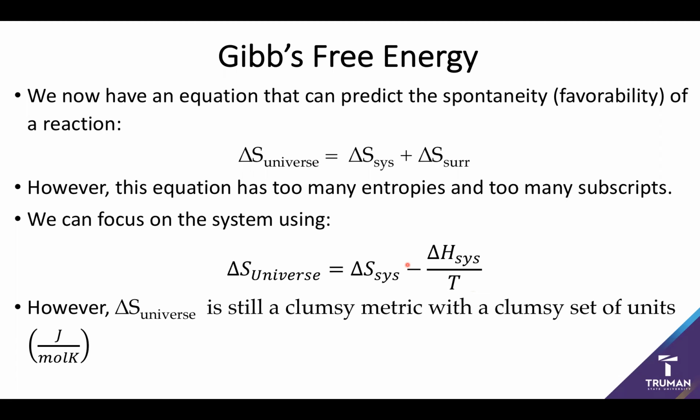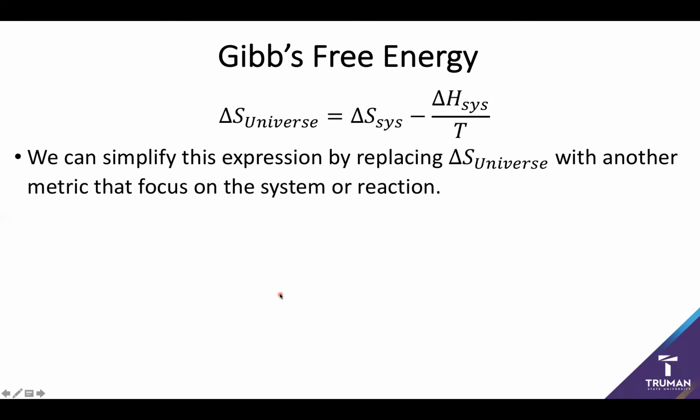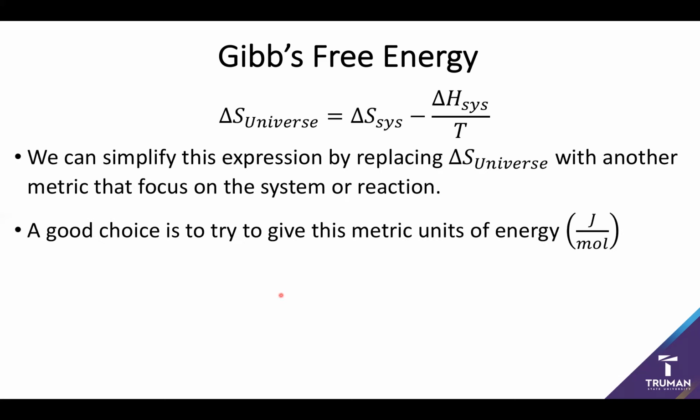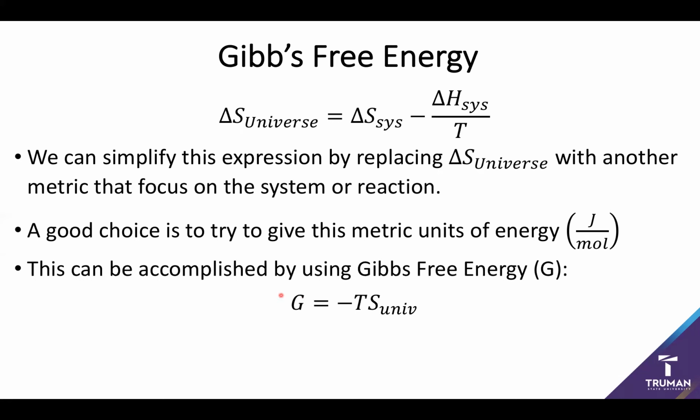So one of the things we can do is try and replace the entropy of the universe, which is kind of vague, with a much better metric that focuses either on a system or a reaction and not just everything. And if we can, it would be really good if we could give it units of energy. So joules per mole or kilojoules per mole or something along those lines. It turns out we can actually do both of these by multiplying the system by temperature. And additionally, to make it more consistent with enthalpy, we'll multiply it by negative temperature. And you'll see why in a sec.